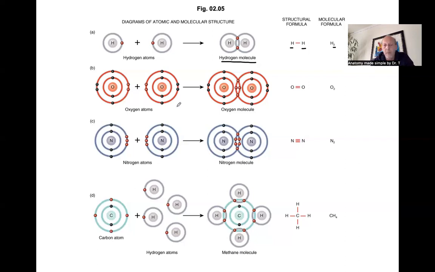Oxygen atoms would do the same, except they have 6 electrons in the outermost shell. So practically each of the 2 atoms would require 2 more electrons to gain stability. They're going to do it by allowing their shells to partly overlap, and they're going to share 2 pairs of electrons that will be freely circulating around either of the 2 atoms within a molecule. O, the symbol for oxygen, with 2 straight lines, practically identifying 2 pairs of shared electrons. So this is a double covalent bond, molecular formula O subscript 2.